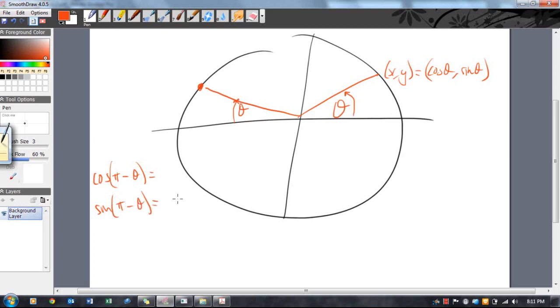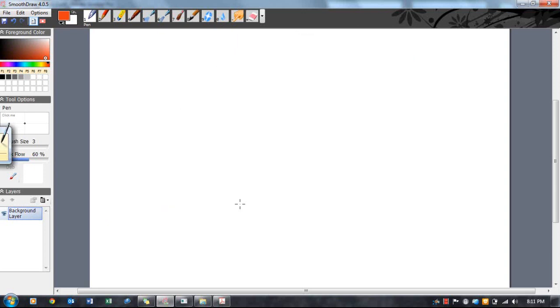It's not worth learning all these, it's just worth learning the symmetry of the unit circle. What's cosine of pi minus theta? What's the x value of here? It will be the negative of this x value over here, because it's in the negative region. So that's just equal to negative cos theta. What about sine? The y value will be exactly the same as the y value over here, so that's just sine theta. Once you get the idea of this, it's really quite simple as long as you understand symmetry.